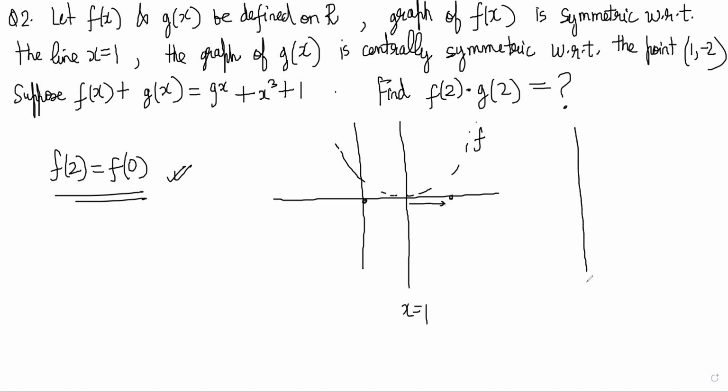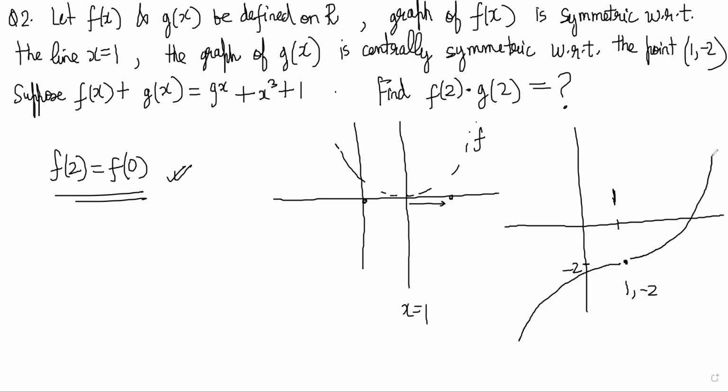Let's also think about what it means to be centrally symmetric about the point 1 comma minus 2. So 1 comma minus 2 is this point, this is the minus 2 level, and this is x is equal to 1, let's say. If 1 comma minus 2 is this point and the graph is symmetric about the point, we will have something like this, right? Just like y is equal to x cube is symmetric about 0, 0. I'm taking that similarity and I'm saying that this function g of x is symmetric about this point.